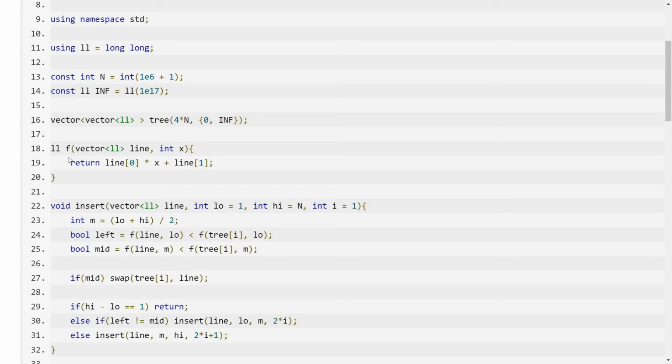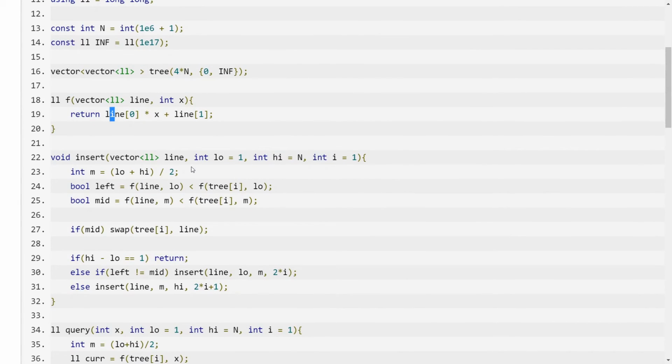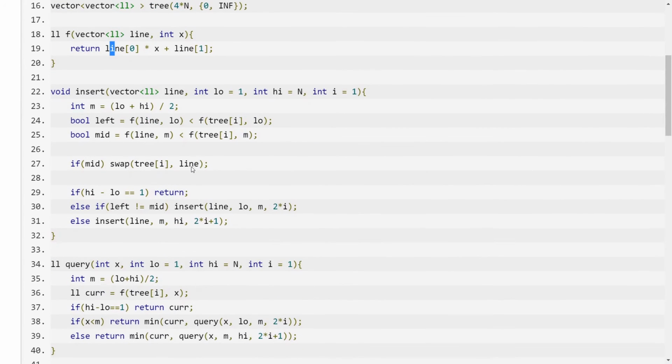I've already discussed why we are initializing it with this line. So this f is doing nothing. It takes a line y equals ax plus b, and at any point x equals x, it returns the value of this line. So it is slope times x, ax plus b. Very simple. Now for the insertion part.